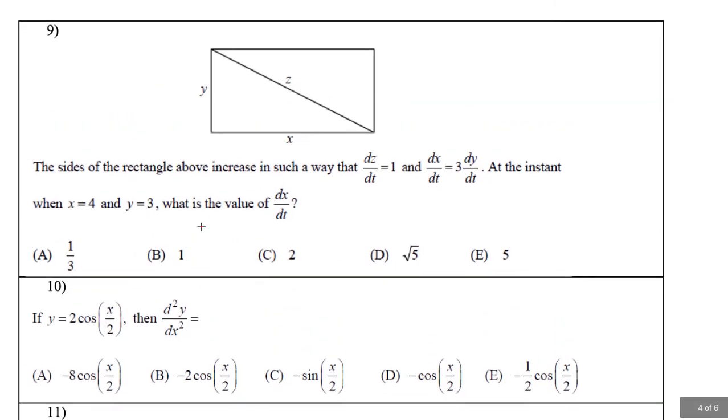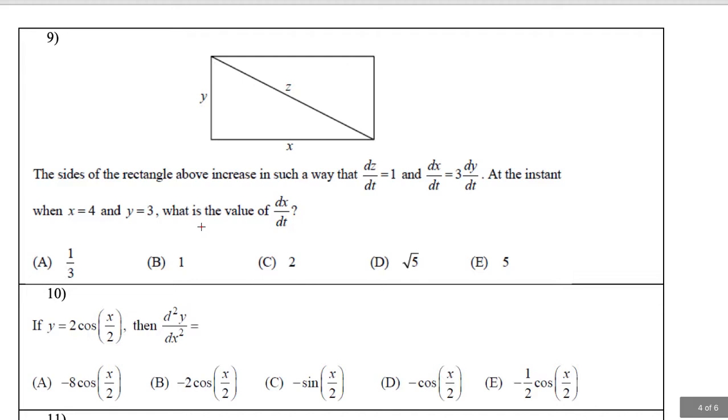On to number 8. We have a right triangle related rate problem. So let's go ahead and say this is a right angle because it's a rectangle. We know it's a right angle. And it tells us that z prime is 1. And it tells me that x prime is equal to 3y prime. So this x prime down here is 3y prime.